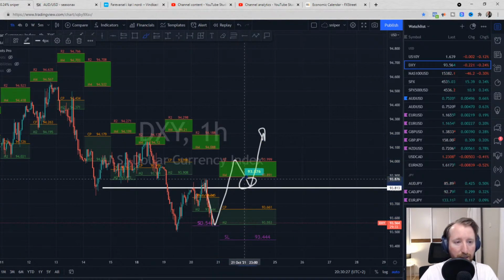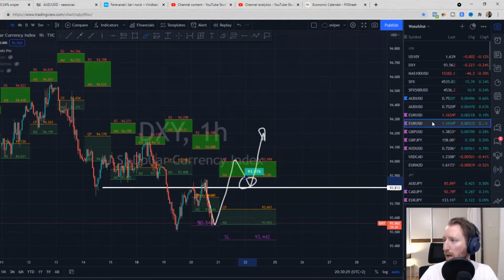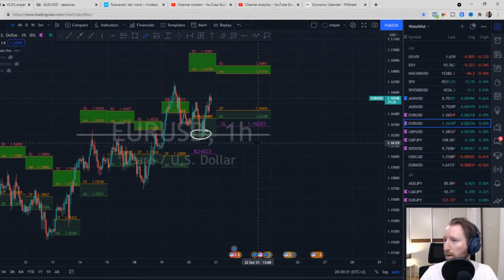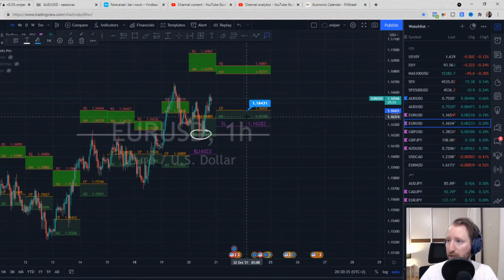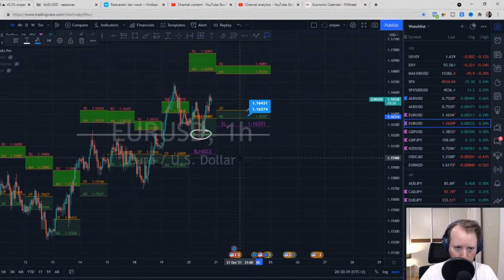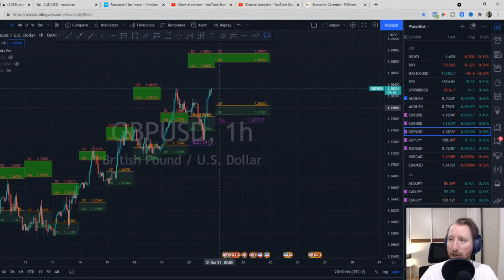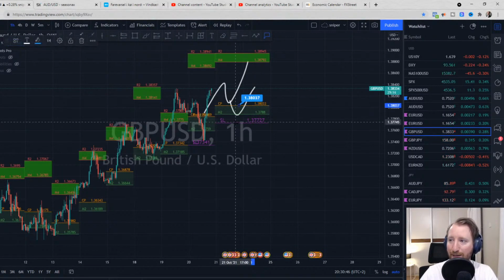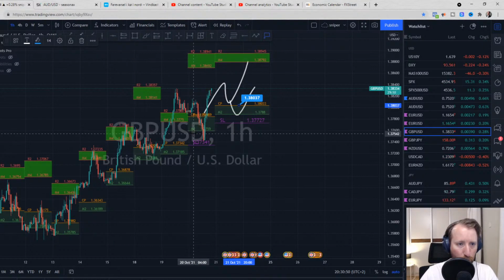Other than that, any buys tomorrow in euro? Yeah, maybe. 1643, 1637 is your buy areas for tomorrow. Can we enter a buy right now on pound? Right now, pound is at a higher high, so no, at least wait for a 138 pullback for tomorrow morning.